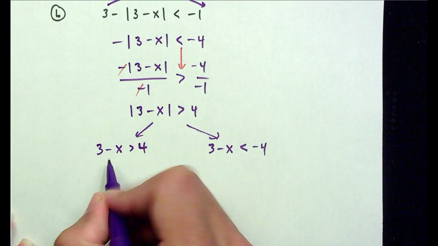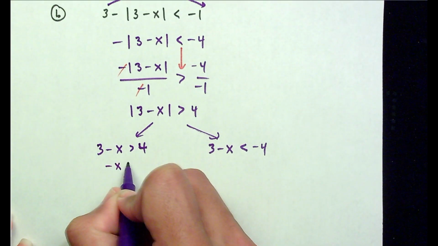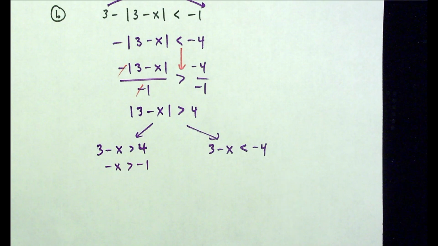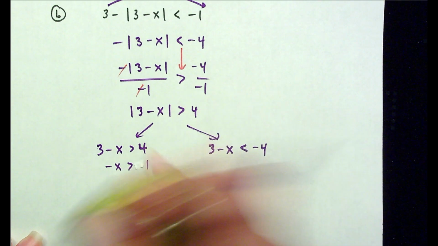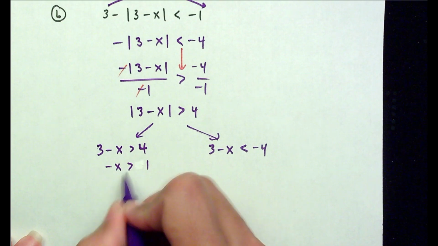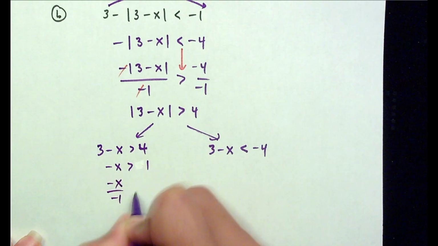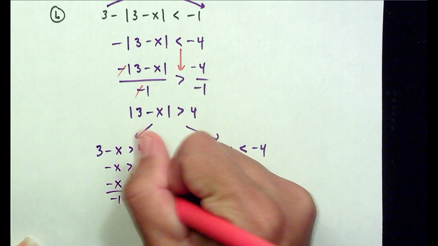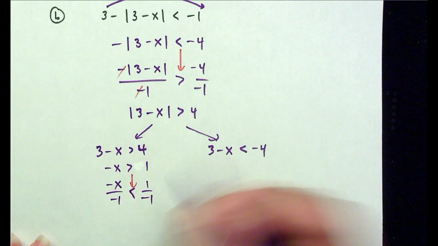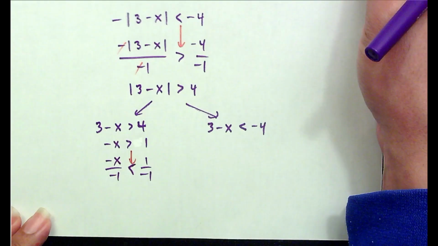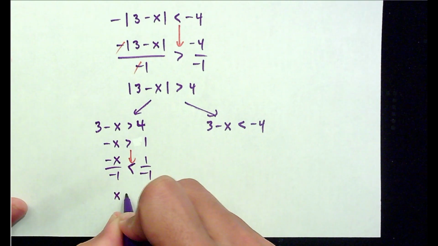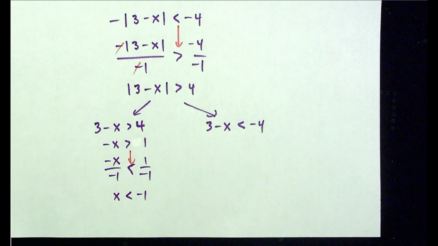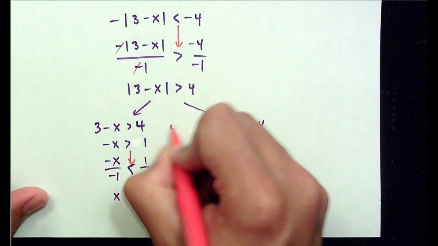First, subtract 3, so you would get negative x bigger than 4 minus 3 is positive 1. And then divide by negative 1, this flips right here, because we divided by a negative number, and then we will get x is less than negative 1. Okay, that is one piece. And this should be or right here.